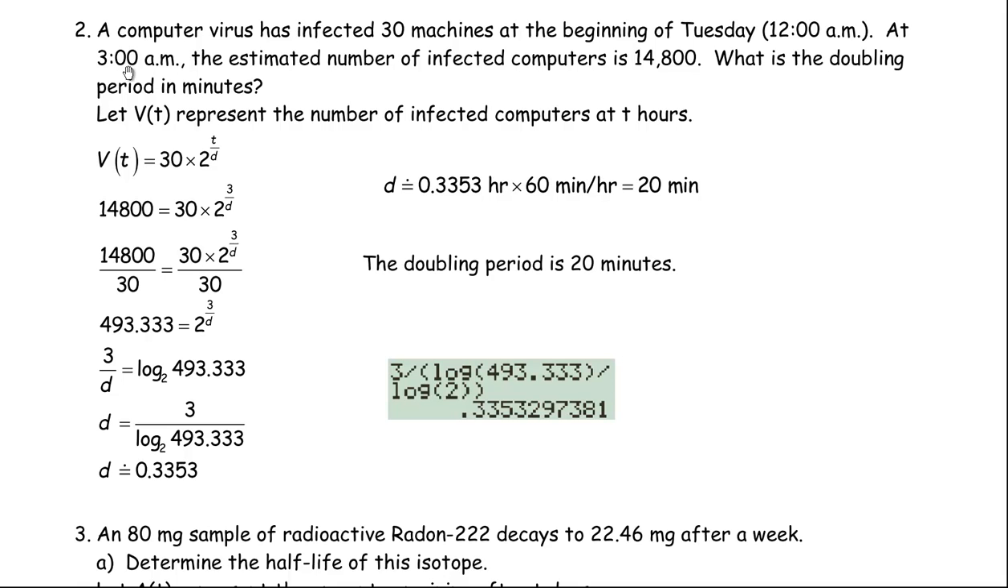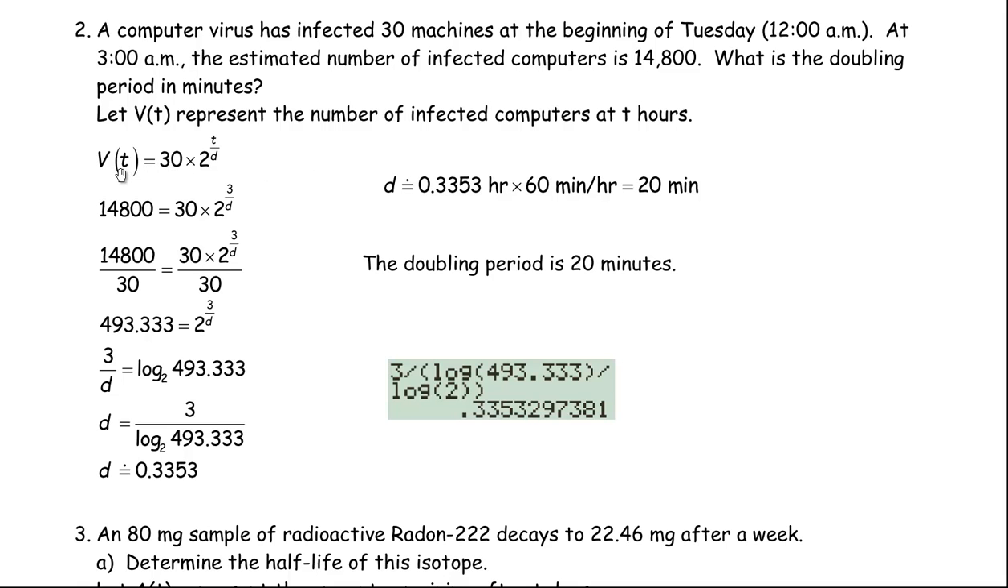Now, the time is given here in hours, so I'm going to work in hours, and then we'll just convert to minutes at the end. You can suspect that the doubling period isn't that long because it's growing from 30 to almost 15,000 in a mere 3 hours. But if you wanted to use, instead of 3 hours, the time in minutes, you could. That would be 180 minutes. So I'm going to let V of t represent the number of infected computers after t hours. And if you want, again, t to be in minutes, you could do that too.